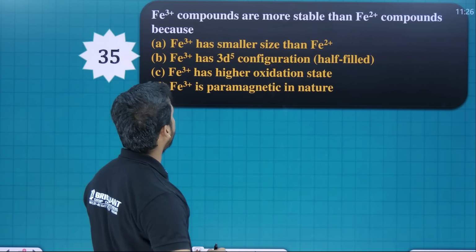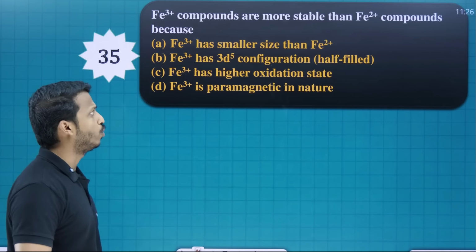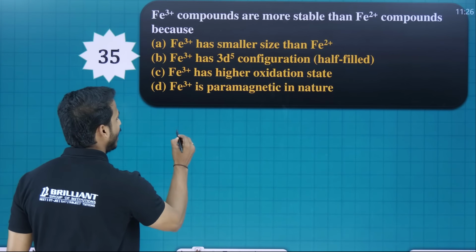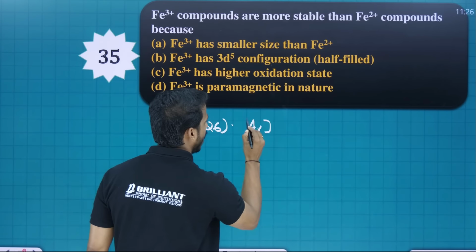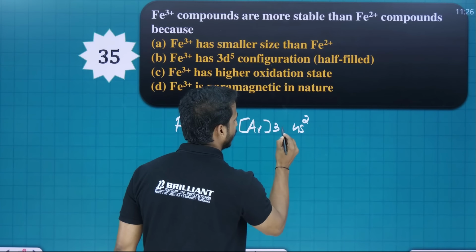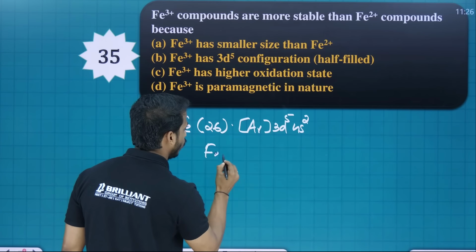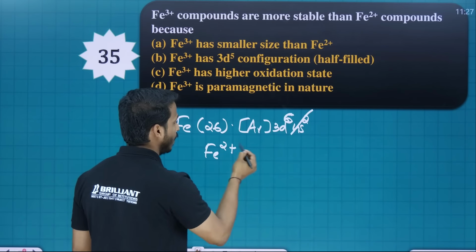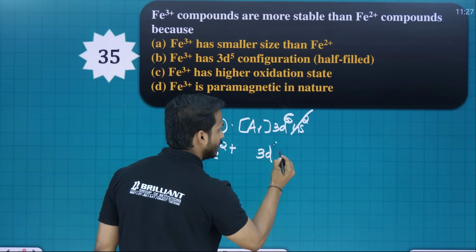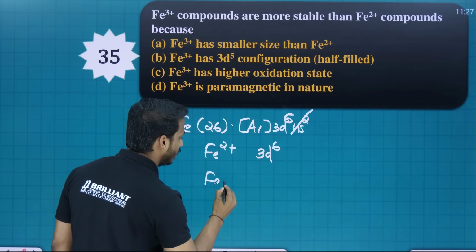Now, Fe3+ compounds are more stable than Fe2+ compounds. Why? We studied Fe atomic number is 26. So the configuration is what here? Argon 4s2 3d6. So Fe2+ means what? 3d6. What do you mean by Fe3+?